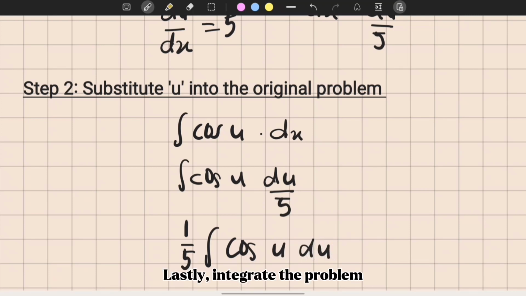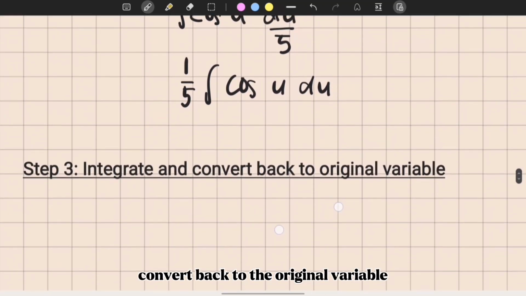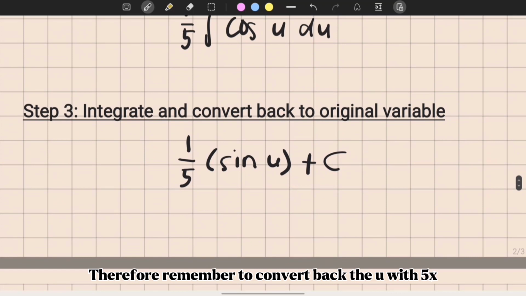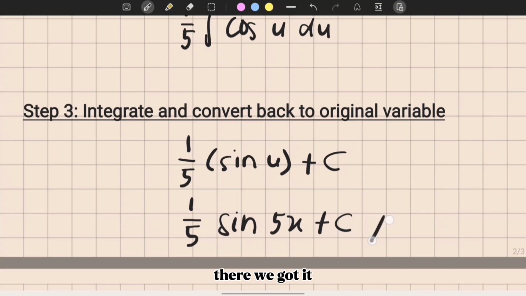Lastly, integrate the problem and don't forget to convert back to the original variable. So 1 over 5, the integration of cos u, we will get sin u plus c. Therefore, remember to convert back the u with 5x. We will get 1 over 5 sin 5x plus c. There we got it.